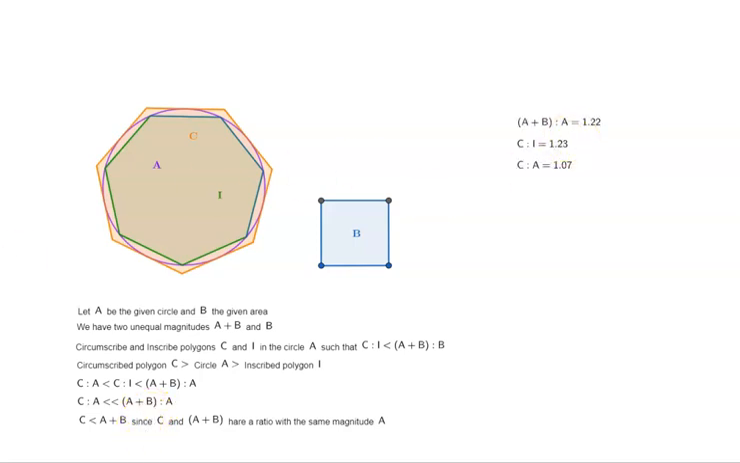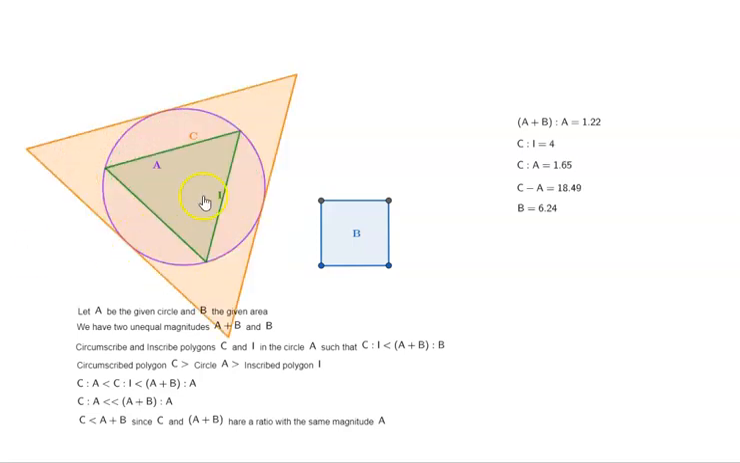Let's look at it in figures. Now A plus B is to A is 1.22. C is to I is 1.23. C is to A is 1.07. Now here if you notice, C is to A is less than C is to I. But C is to I is not less than A plus B is to A. So we have drawn the wrong polygon.